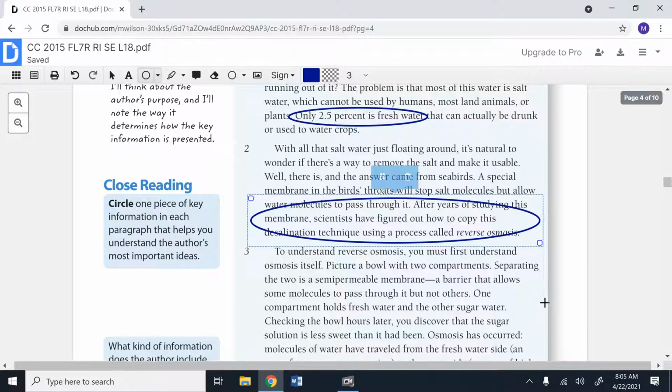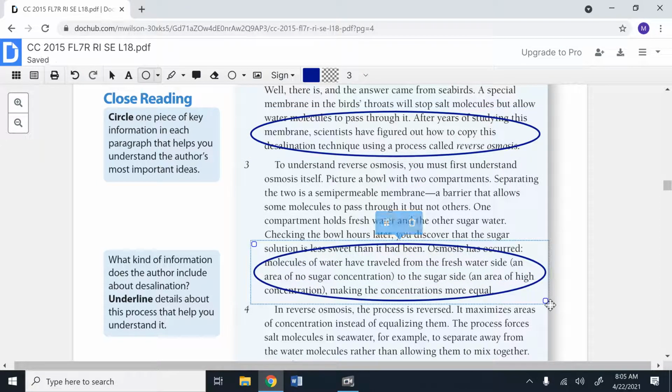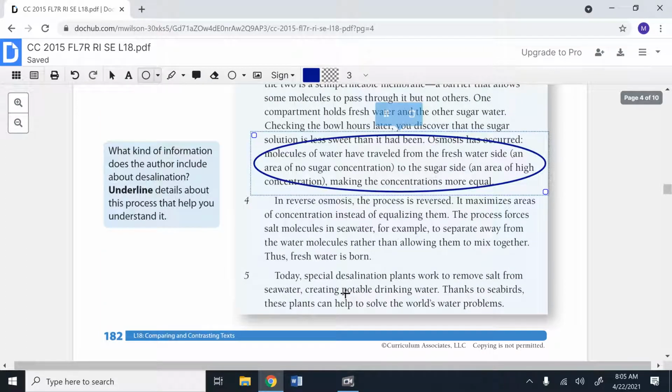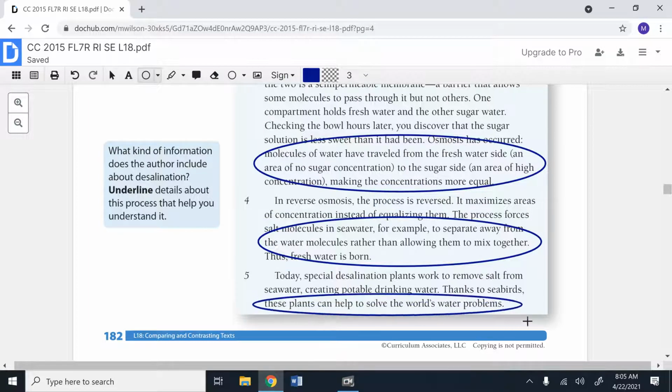And in paragraph number 3, osmosis has occurred, which is the water molecules have traveled from the freshwater side, with the area of high concentration, to an area of lower concentration. And then in paragraph 4, it says the process forces salt water molecules rather than allowing them to mix together, which is also important information. And then finally, in the last paragraph, it says these plants can help solve the world's water problem.